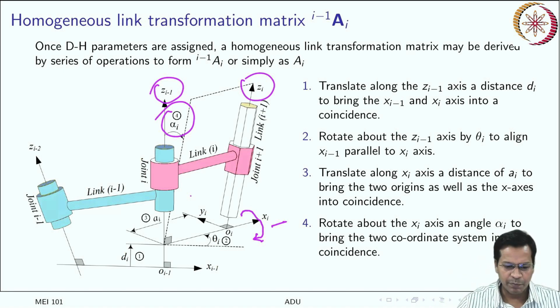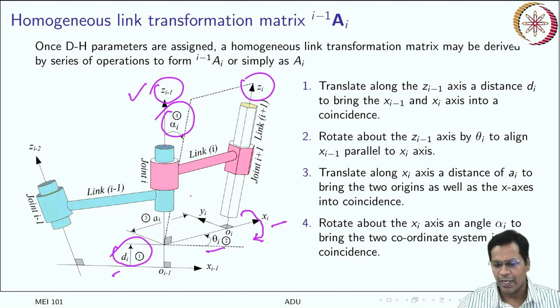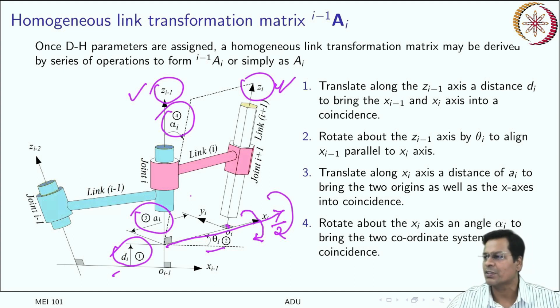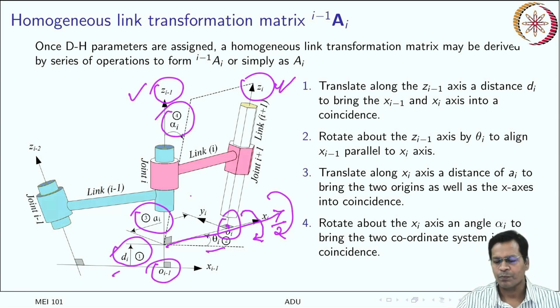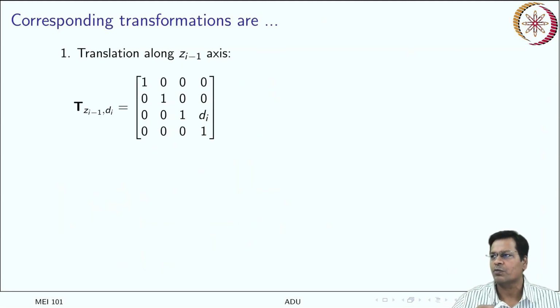First, displacement along Zi minus 1 by a distance di. Next, rotation about Zi minus 1 by theta i. Next, translation along the x-axis by a distance ai. Next, rotation about the xi axis so as to finally align to Zi and reach OI. So these are your four transformations. Finally, in order to reach from here to here, you have to do these four transformations, four consecutive transformations which I have just covered.